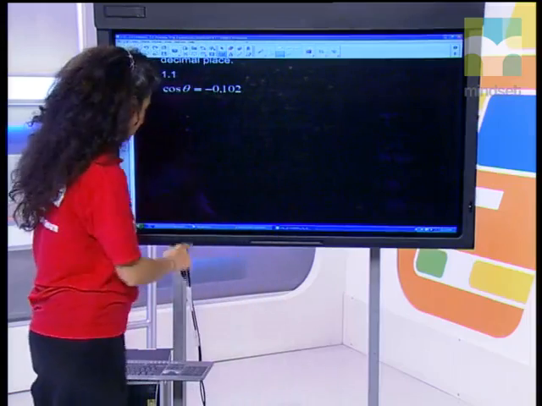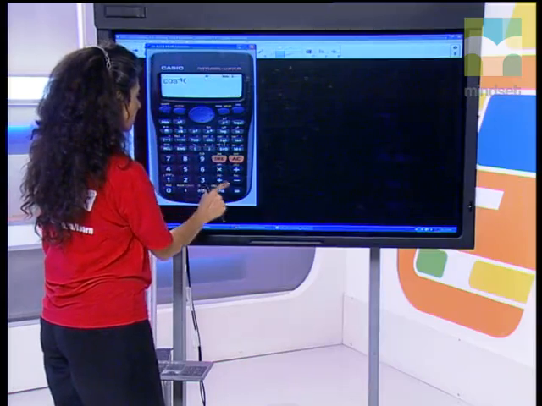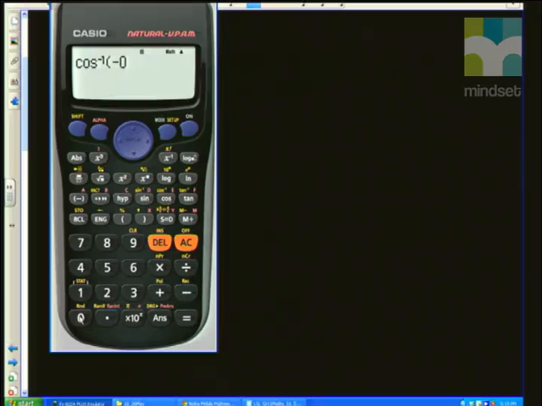Okay, so let's see if the calculator is going to do that. We take there, negative 0.102. What is it going to give us? We said an obtuse angle. Let's see. There we go. An angle larger than 90 degrees. And we have found that it is obtuse. So I'm happy with what it's giving me.